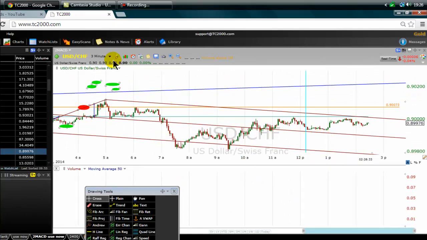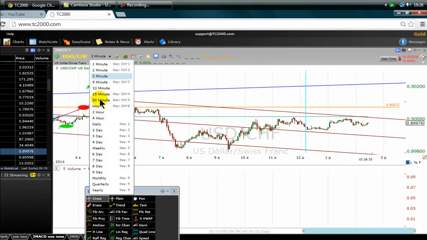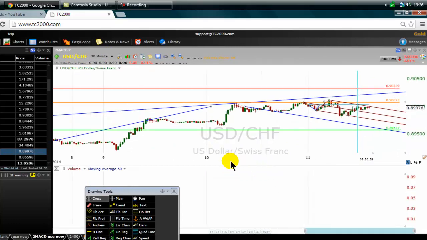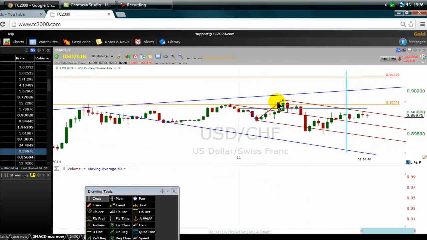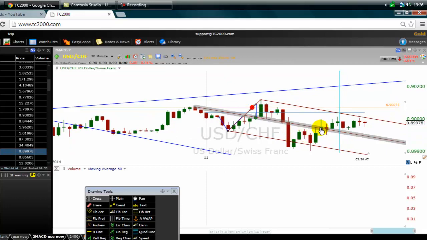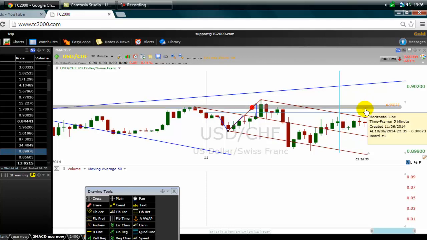So I'm going to go now to the 30-minute chart for the dollar Swiss franc. I've been a little bit stubborn. You can see that the price went down today. I could have taken some profit, but I don't want to. I'm a bit stubborn. You see, now it went above the median line and it's hanging here. It's approaching again my entry point at 9007.